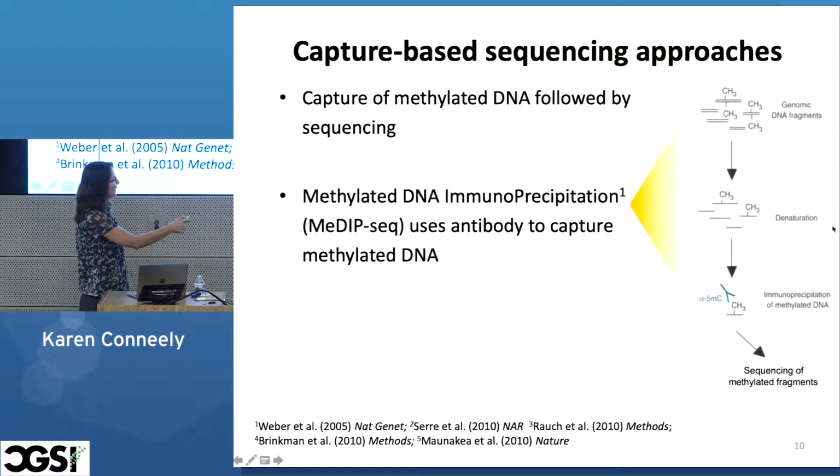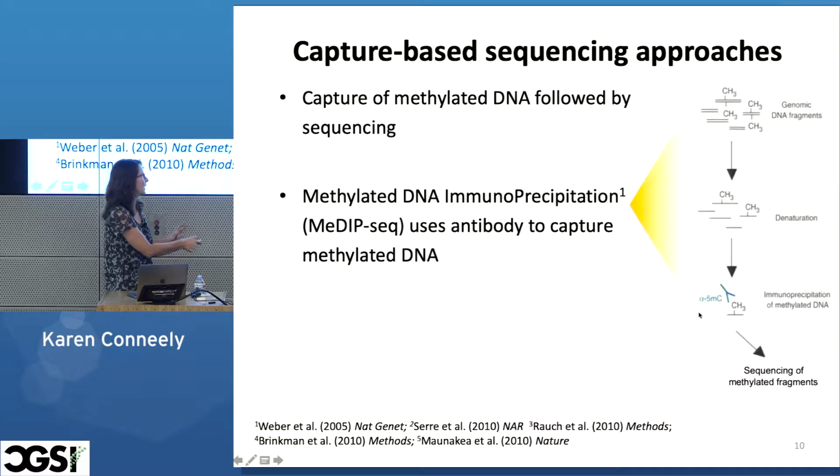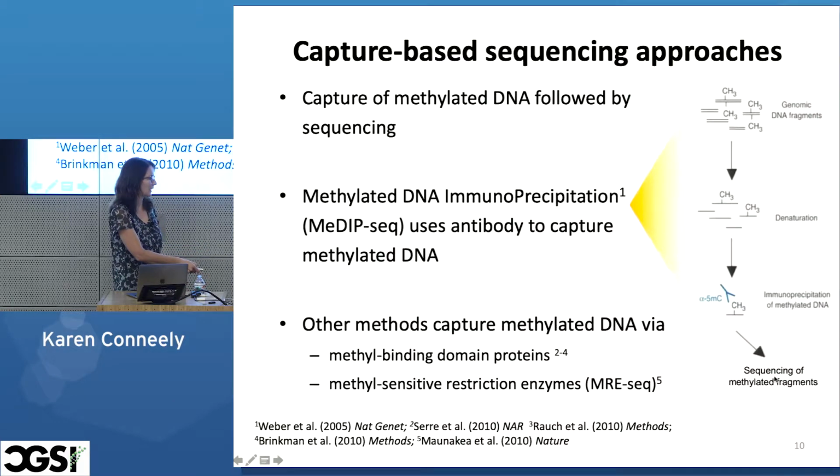So the fragments of DNA up here, they're double-stranded now. Some of them are methylated, some are not. They get denatured. And then an antibody comes along, and it picks up just the fragments that have methylation on them. The others just go away. And so we're left with a bunch of methylated fragments. We can perform sequencing on them and look at where the reads pile up, and that tells us something about where the methylation is occurring on the genome.